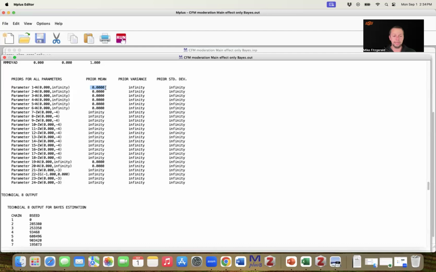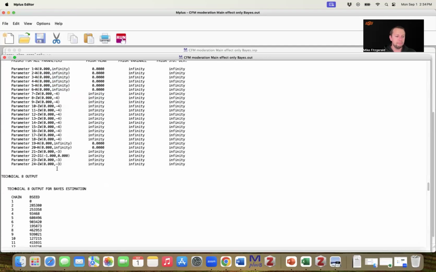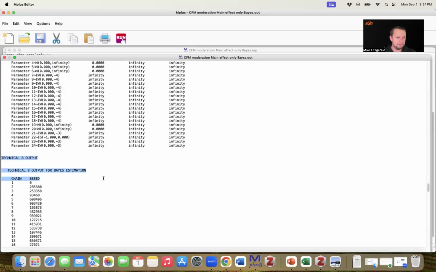So that means we are making zero inferences about the means of the variables, right? And as you can see, there's six right here. So these are the means of our six observed variables, and we again provided no information about that, right? And then we'll scroll down to the Tech 8 output.